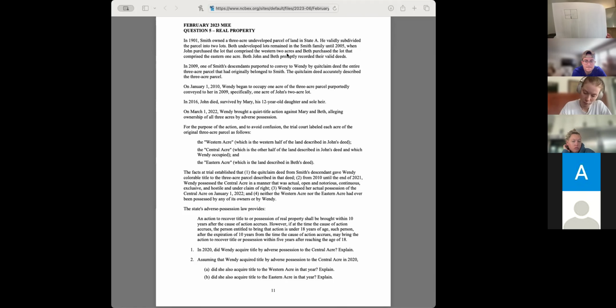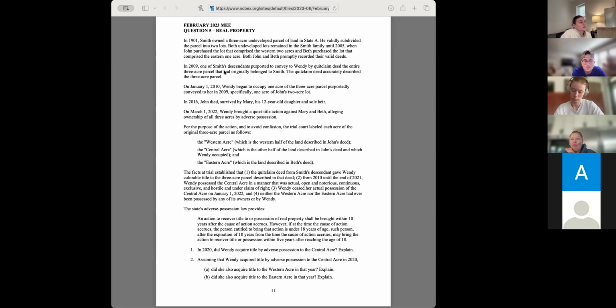Can everyone see this? Right. So I know that the western part is 2 acres, the other side is 1 acre. Great. Okay. In 2009, one of the Smith decedents purported to convey to Wendy by quitclaim deed. Okay. So we have Smith, John purchased the lot, the last two, Beth purchased, both John and Beth. So I'm going to put J's and B in.